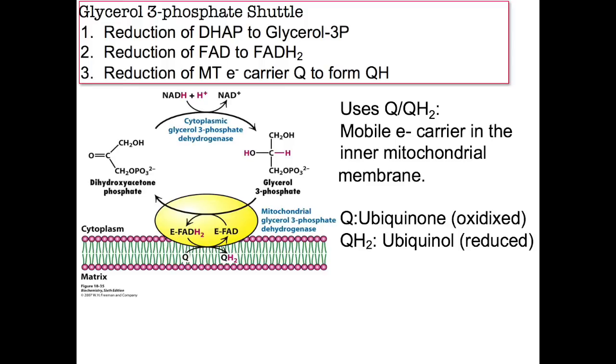The electrons that are carried by FADH2 can be passed off to a mobile inner mitochondrial membrane electron carrier that is known as ubiquinone. Now, ubiquinone is sometimes called Q10. This is a mobile carrier that is lipophilic and shuttles back and forth in the inner mitochondrial membrane, carrying electrons from one electron carrier to another. Ubiquinone is often abbreviated Q. This is the oxidized form of the electron carrier, whereas QH2, ubiquinol, is the reduced form. We will look at this more closely in a little while.